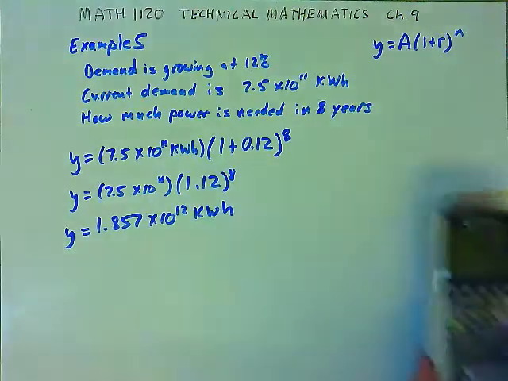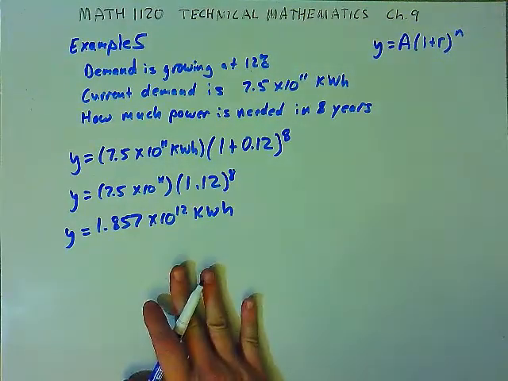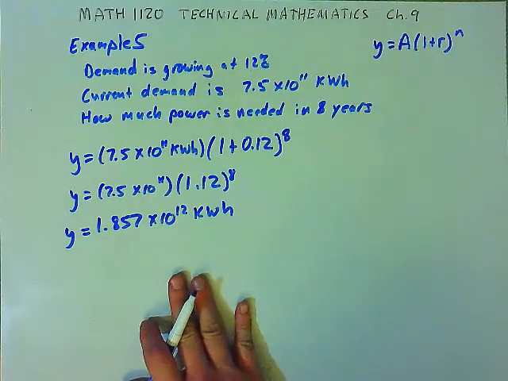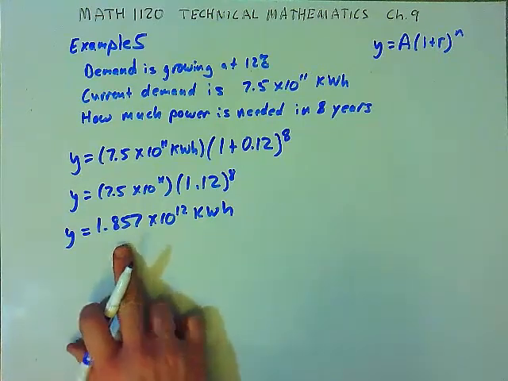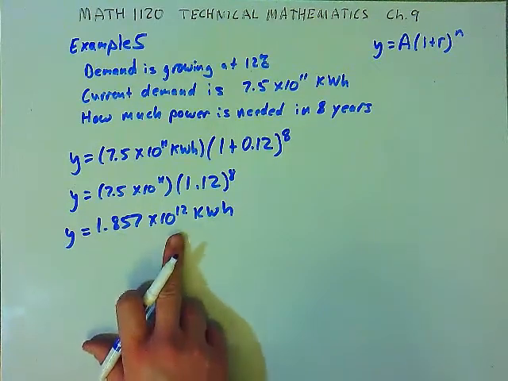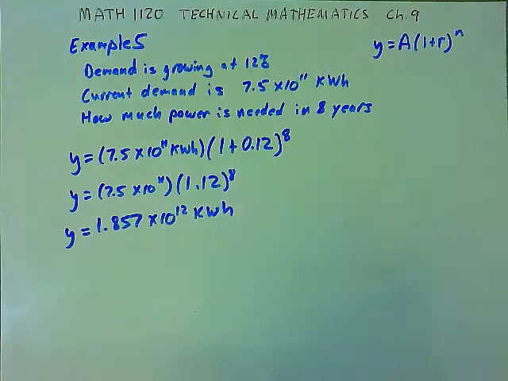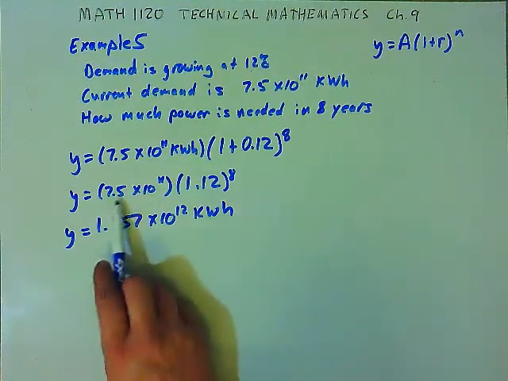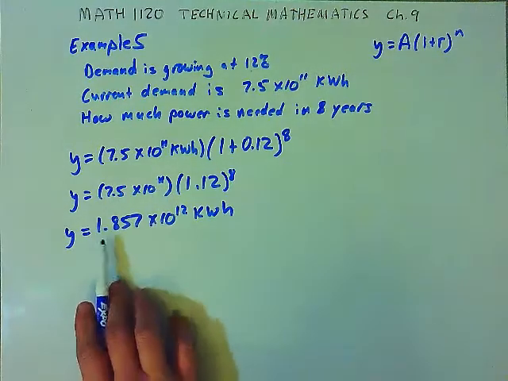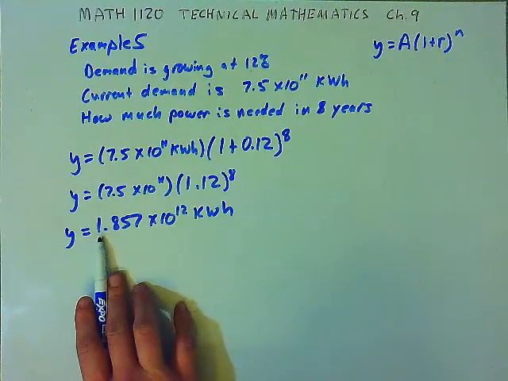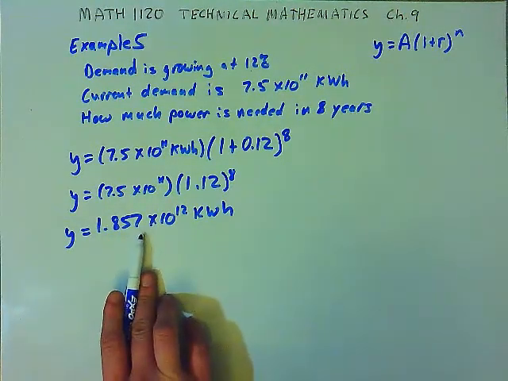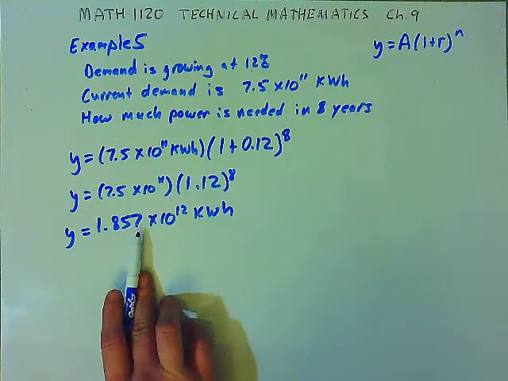So, if our customers do not conserve any energy, and they continue to grow at a rate of 12%, in 8 years we're going to need 1.857 times 10 to the 12th, whereas right now we're currently using 7.5 times 10 to the 11th. And so this is 750 billion. This is going to be 1,857 billion. And so you can see it's quite the increase, over double. We need twice as much power in 8 years as we currently have.